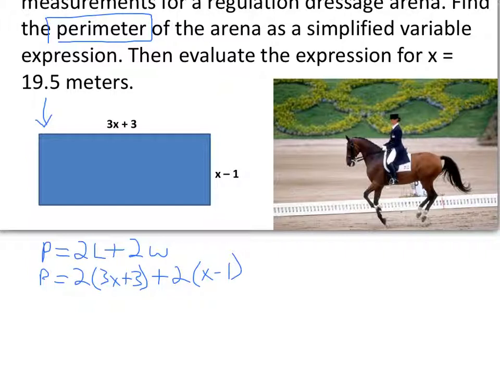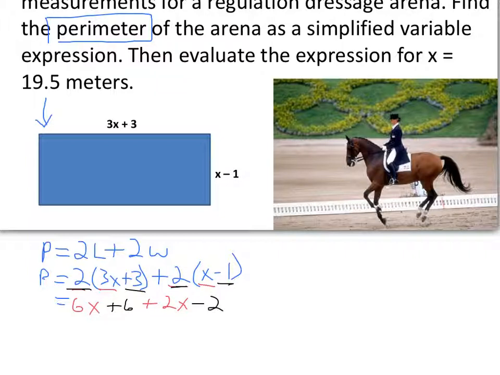To simplify our expression, we're going to need to distribute. 2 times 3x is 6x. And then 2 times 3, we distribute that, is going to be 6. And then we have 2 times x we're going to distribute, and that's going to be 2x. And 2 times a negative 1 gives us negative 2.